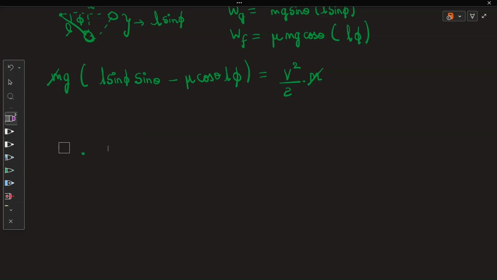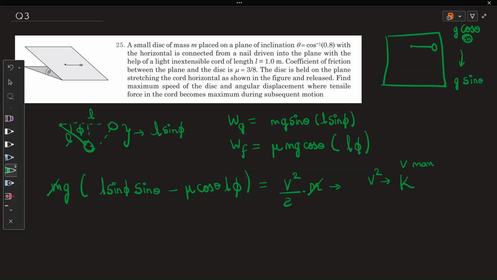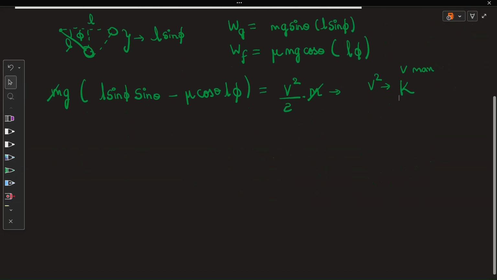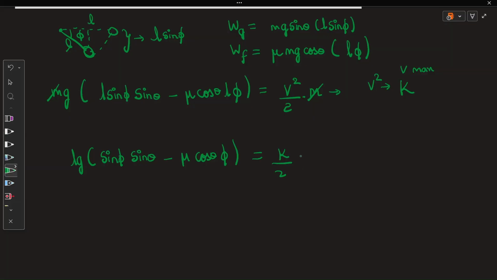Else we can consider this thing too. This is a shortcut to solve it. Actually, if v should be maximum, v square should also be maximum. So I'm going to consider v square as k. Okay. So what I get is Lg into sin phi sin theta minus mu cos theta into phi is nothing but k by 2. I have to maximize k.